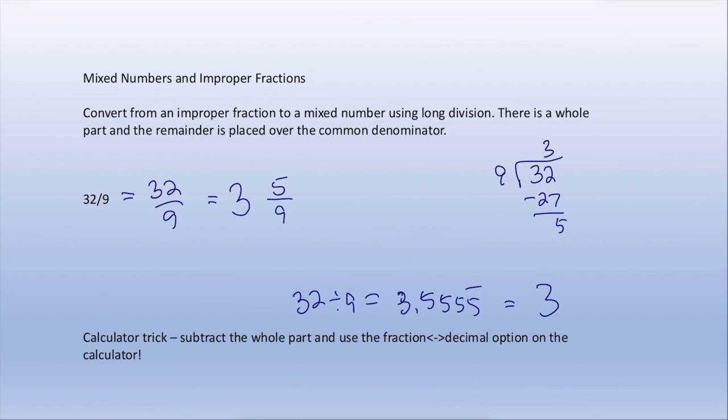And if you just subtract off the whole part, your calculator will now read 0.55555555. And so what you can do, a little trick, is now take that answer and multiply by 9. It'll tell you how many 9s it is. It's going to be 5, and so that'd be 5 over 9. So a little trick there.